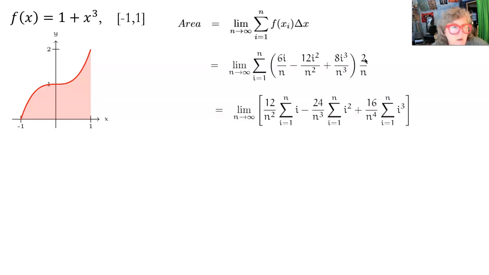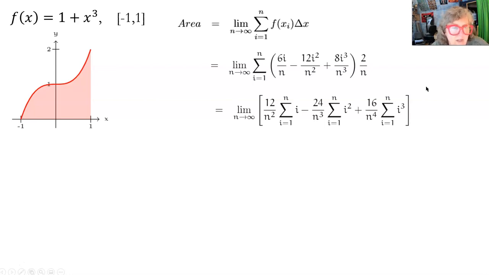Well, I pulled the 2 over n out, and then pulled out the n and distributed the summation sign. So I have 12 over n squared times i, that's this one. I have 2 times the 6, and the n squared is on the outside, but the i is left on the inside. When I put the summation over here, I have a negative. I've got the 12 times the 2, so I've got 24 on the outside, and n cubed also on the outside, and the only thing left is the i cubed. And the last one, we have 16 over n to the 4th times the summation as i goes from 1 to n of i cubed.